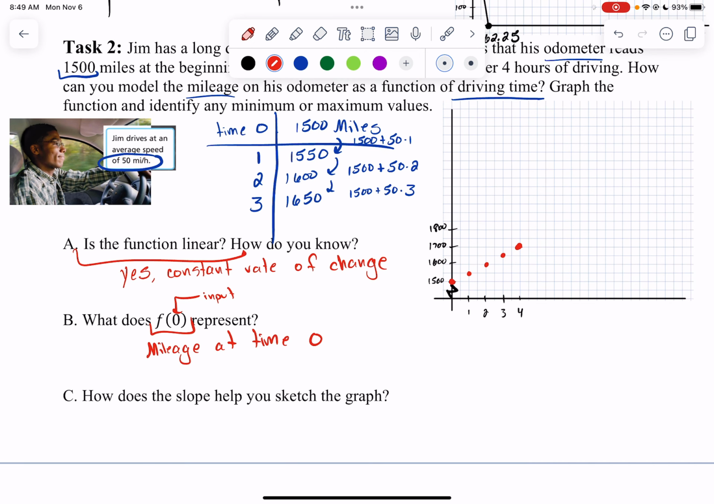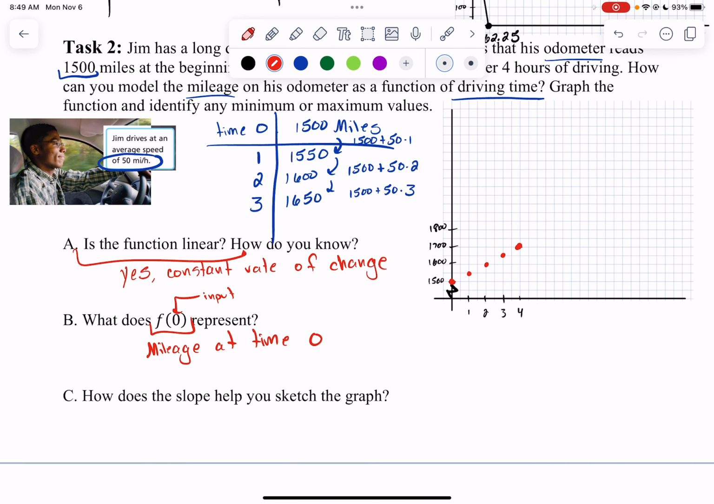What do the domain and range of f of t represent in this context? My domain, again, is the set of inputs. My inputs start at time 0. But this one, in fact, is not discrete. I can connect the dots because I can drive half a mile, I can do half a minute. So really my domain would be all the numbers from 0 to 4. Or I would write it this way: 0 is less than or equal to t, if we're time, less than or equal to 4. There's the domain.